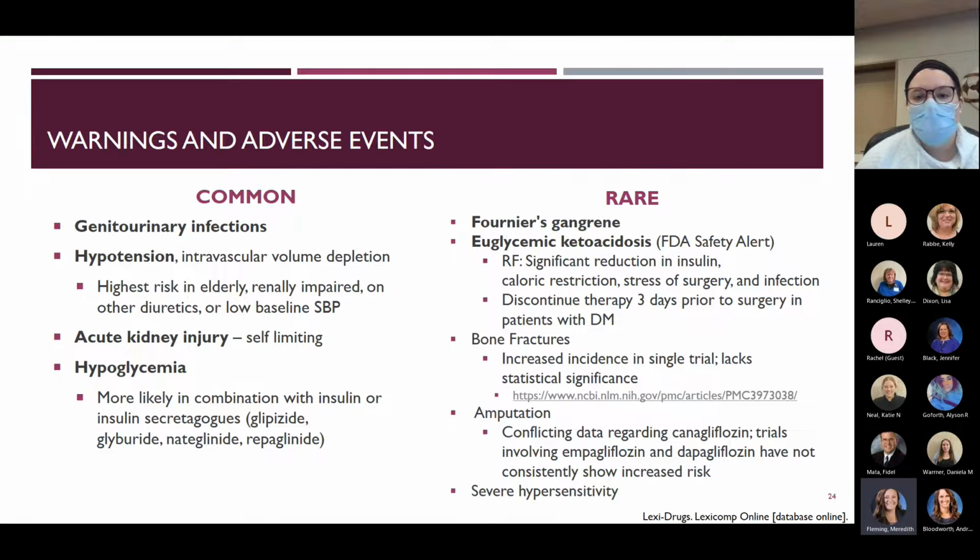There's also a warning for bone fractures in these patients. There's really very little evidence that has shown the occurrence of this side effect.